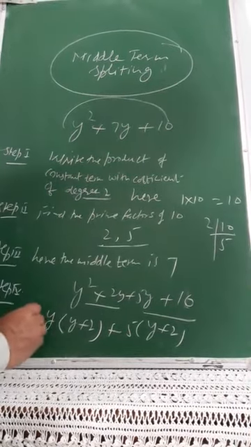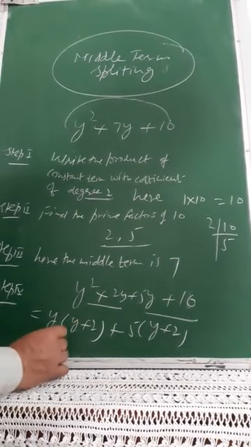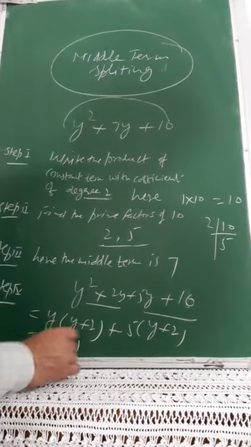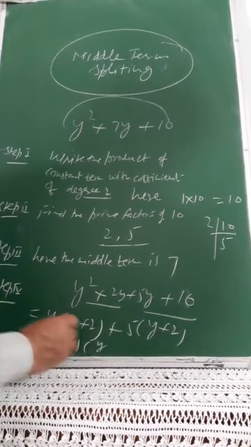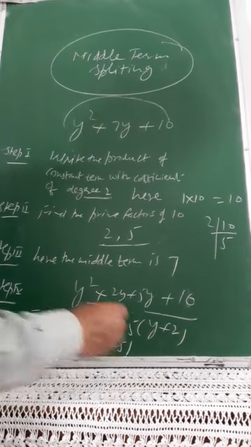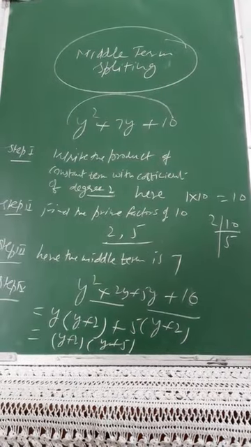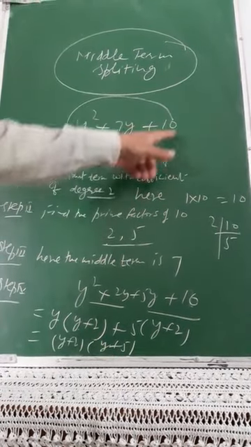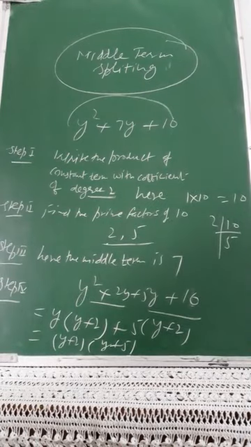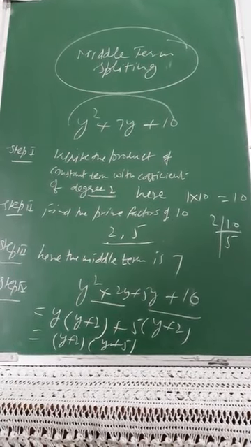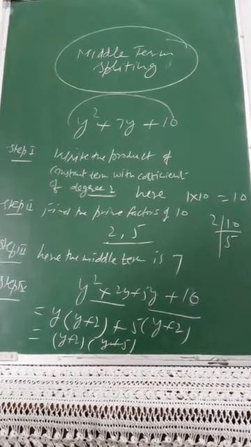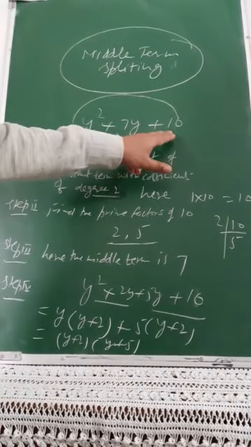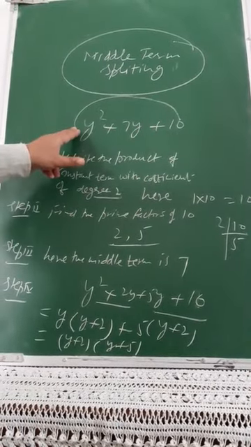And finally in this expression I can take y plus 2 common. So y plus 2, from here I will be left with y, and from here I will be left with 5 only. So y plus 2 into y plus 5 will be the factorized form of this y square plus 7y plus 10. So always keep a watch upon this number and coefficient of this.